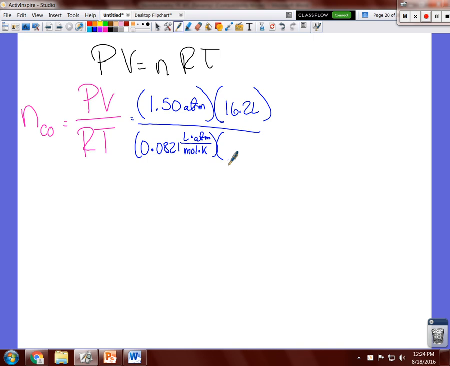Prime example: if I ask you to convert Celsius to Kelvin, what do you add or subtract by? It's 273. Do you know it's technically 273.15? But we don't have to do that. That's something that they've also accepted as we're just going to knock off the 0.15 and call it even.